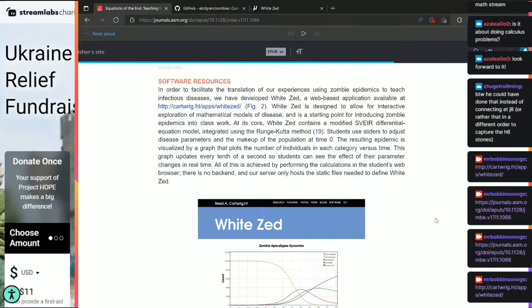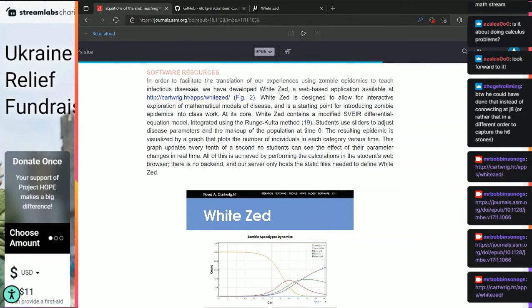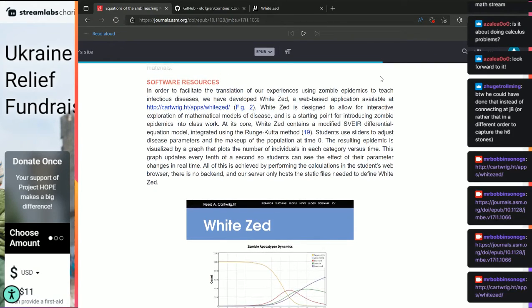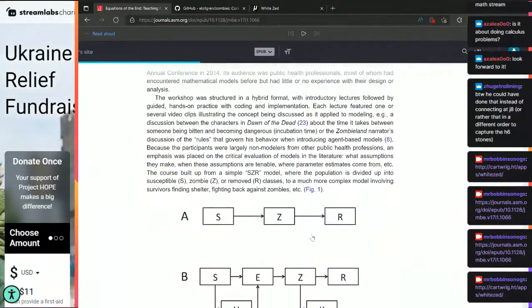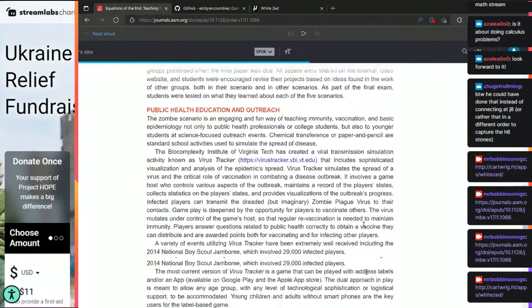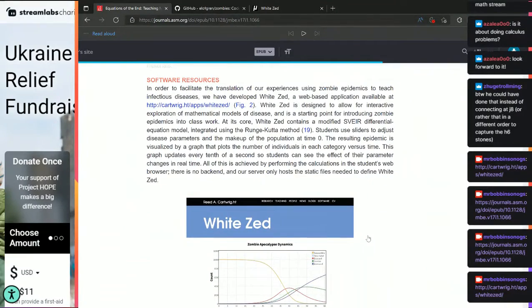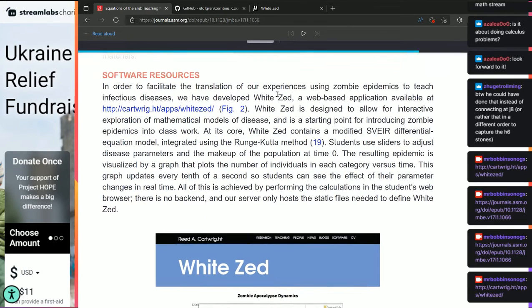Alright, so it seems like most of this paper is just about communication of the concepts that they covered in this one model up here. So I think we need to find another paper to read after this.